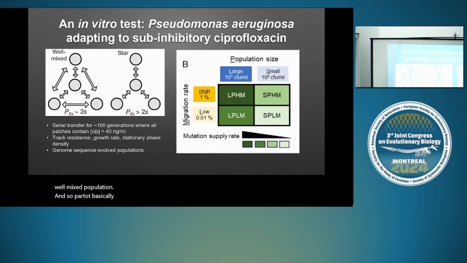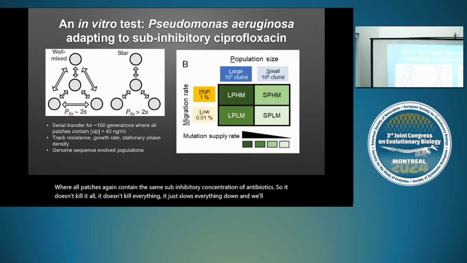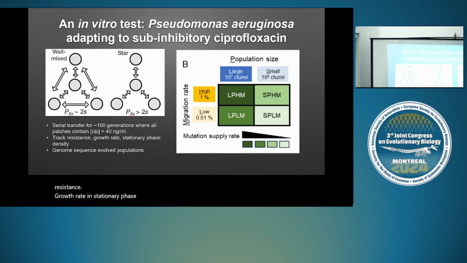basically designed an experiment to test this idea. The same kind of setup here. And he manipulated mutation supply rate by manipulating population size, either large or small, and migration rate, either high or low, in factorial combinations. Serial transfer every day for about 100 generations in total, where all patches, again, contain the same subinhibitory concentration of antibiotics. So it doesn't kill everything, it just slows everything down. And we'll track resistance, growth rate, and stationary phase density throughout, and then, because that's just what we all do, we genome sequence the evolved populations.